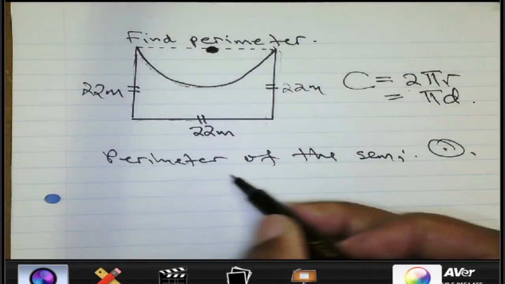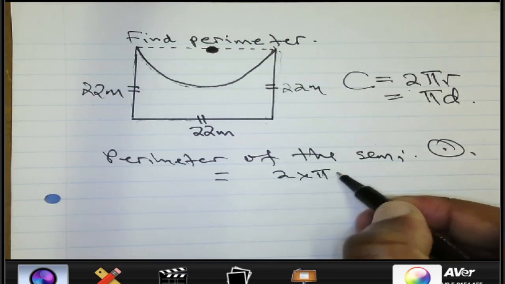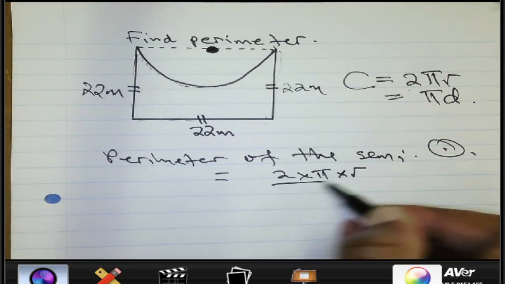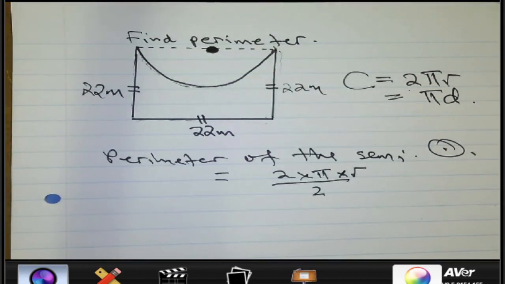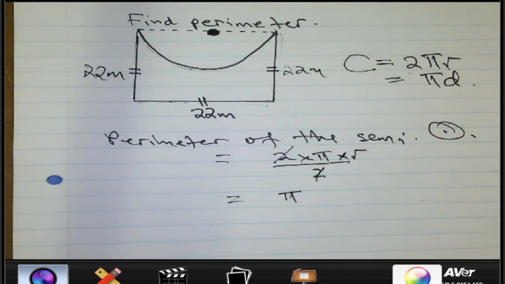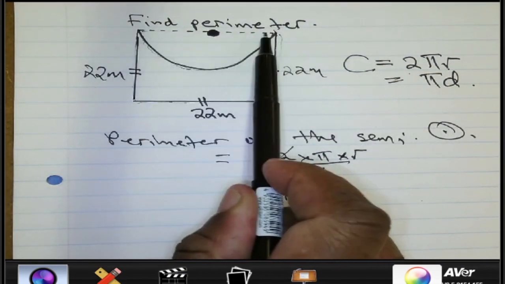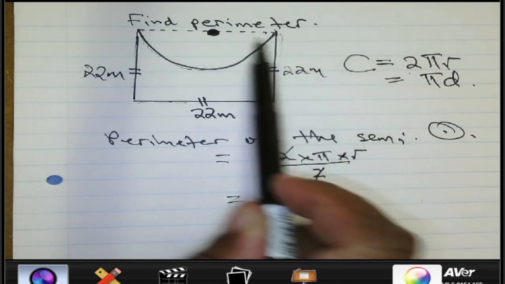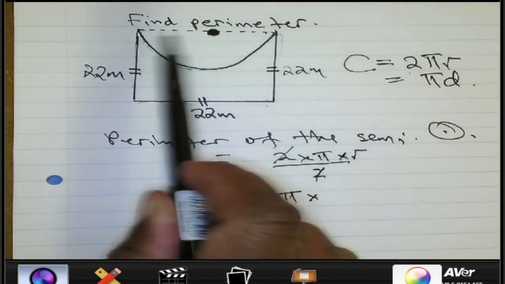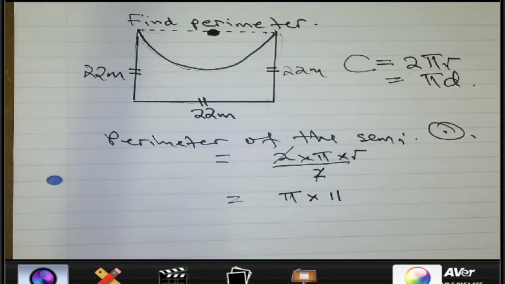So perimeter of the semicircle should be equal to, I'll use 2 pi r, 2 multiplied by pi multiplied by the radius, but we should divide that by 2 because it's half a circle. And you see that the 2's will cancel out. And so we just remain with pi r. There is pi in your calculator, so we don't need to worry about the value of pi. All we need to work out right now is the radius. So tell me, if it is 22 meters from here to there, then the radius should be half of that distance. What is half of 22? 11. That is 11. All right.